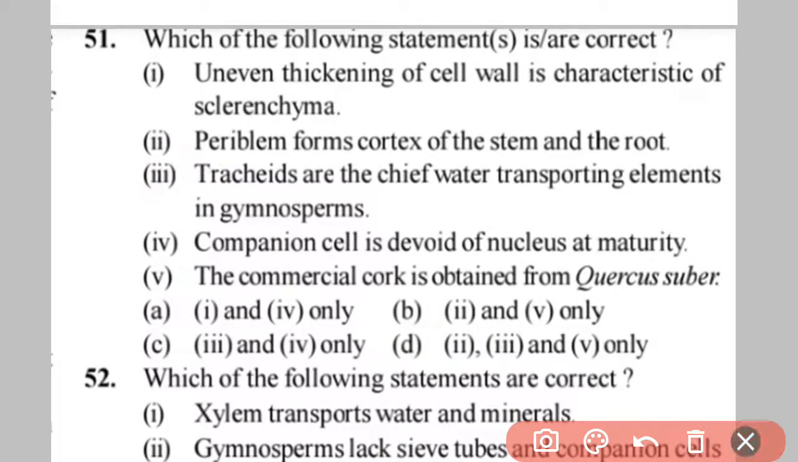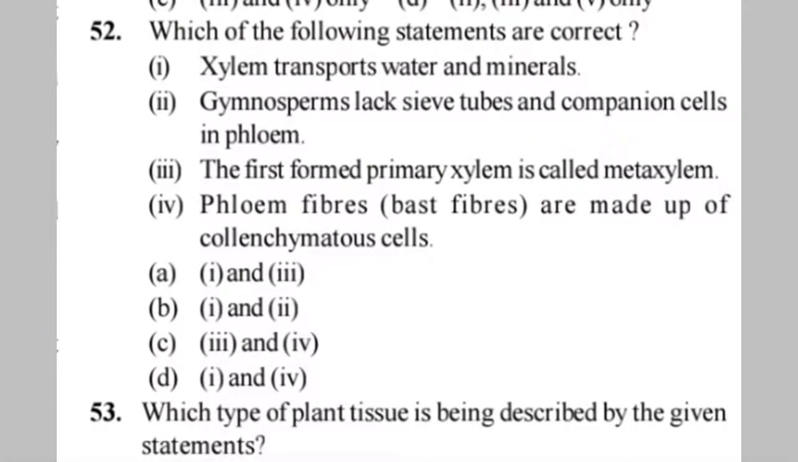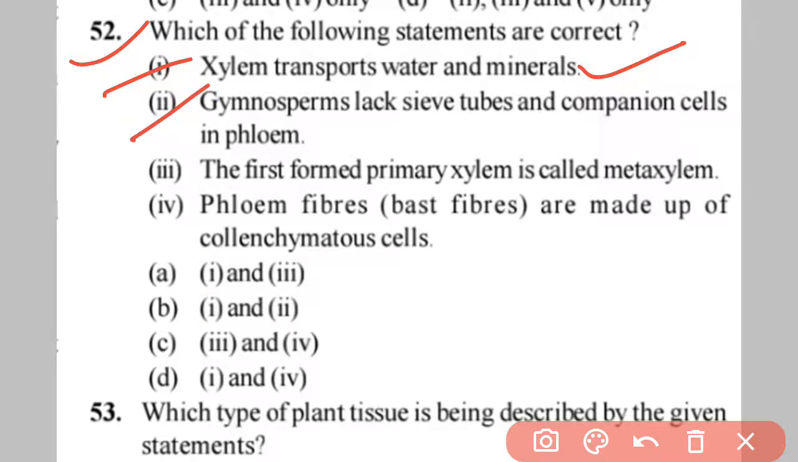Okay, let's move on to the next question. Question number 52. The question is: which of the following statements are correct? First, xylem transports water and minerals. Yes, this is correct. They help in transport of water and minerals mainly. Second, gymnosperms lack sieve tubes and companion cells in phloem. Yes, this is also correct. Gymnosperms mainly lack sieve tubes and companion cells in phloem. So here the first and second statements are correct.